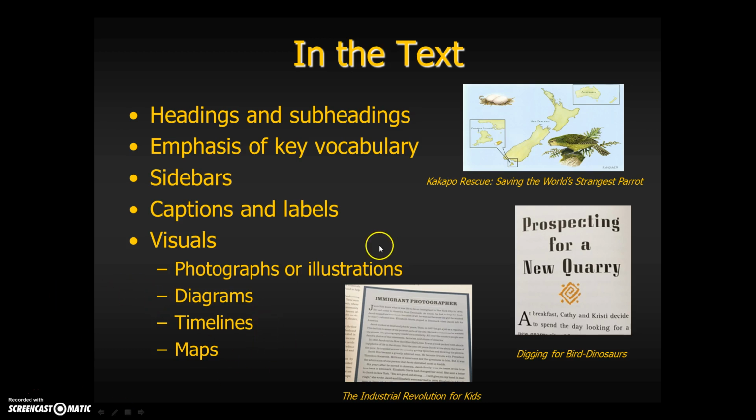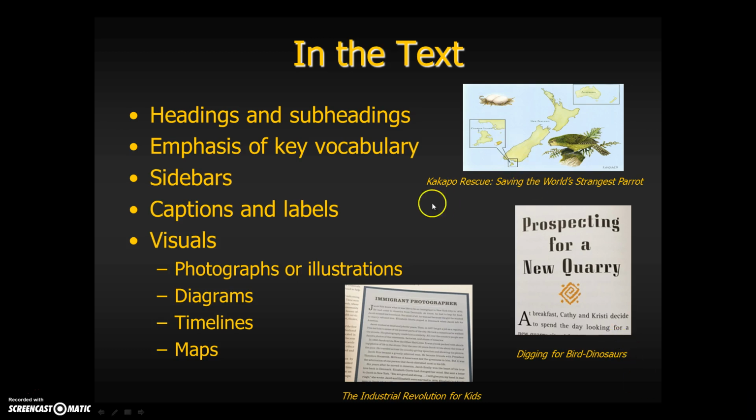Oftentimes with informational books, we also see captions and labels that go along with visuals. Like if an informational book has a photograph, we want to look for a caption that explains what the photograph is depicting. So when you don't see that, it's a little bit disconcerting because you're not really sure exactly what it is you're looking at when you look at the photograph.